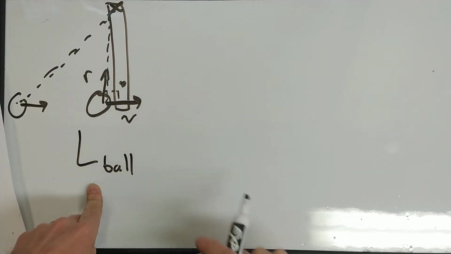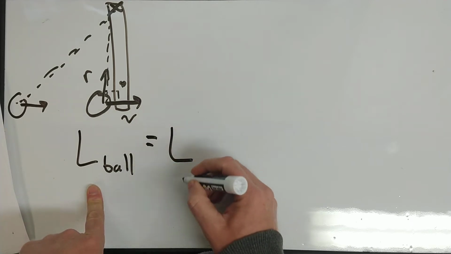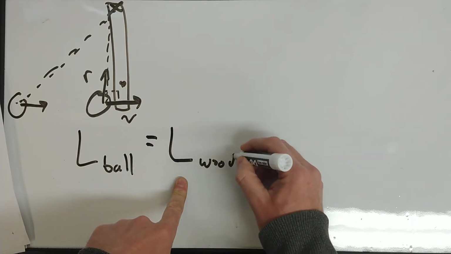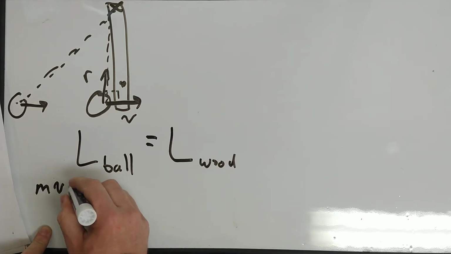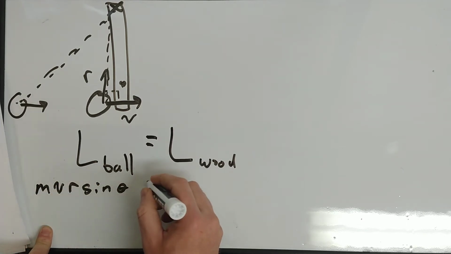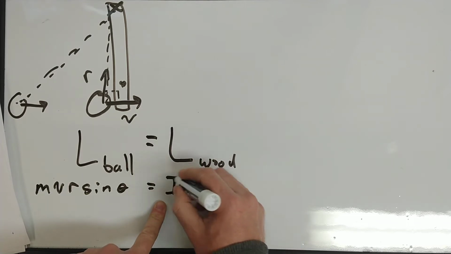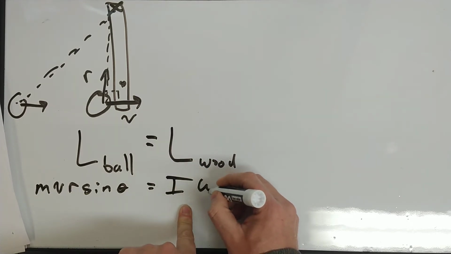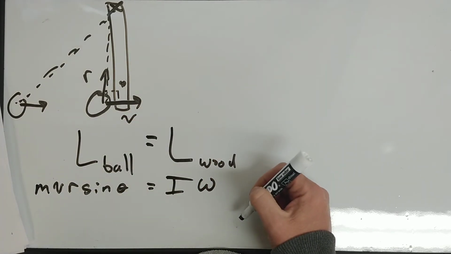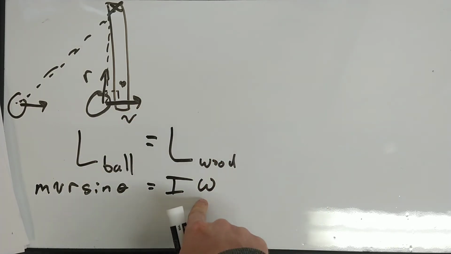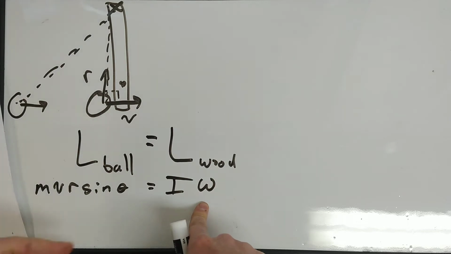So the angular momentum of the ball gets transferred into the angular momentum of the wood. All right, so the angular momentum of the ball is mvr sine theta. The angular momentum of the wood is the moment of inertia of the wood times the angular velocity it swings up with. That's what we're going to find: the angular velocity. It says, how fast does the plank swing?